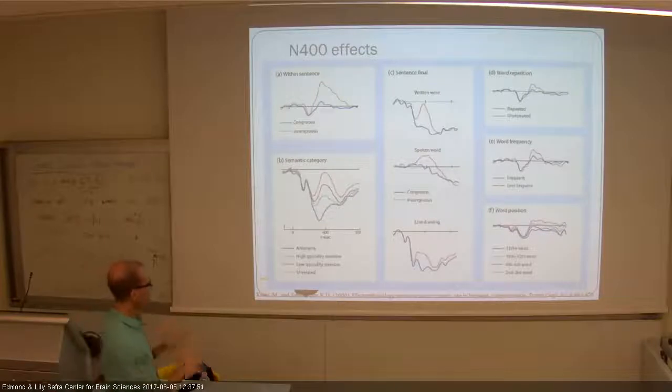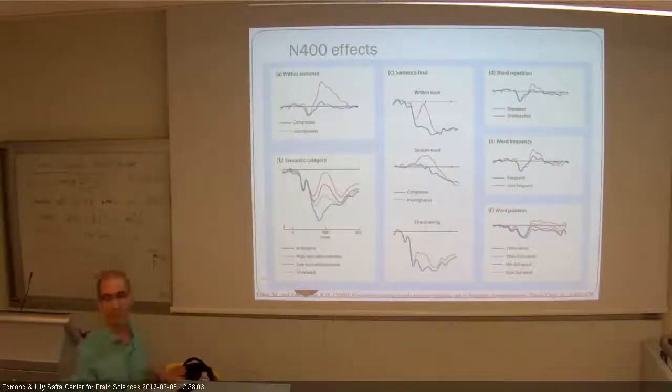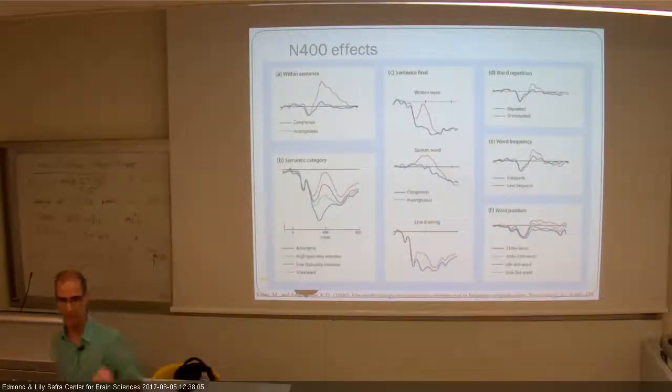So altogether, I would say that if you want a simple description of what elicits the N400, whenever you have something which is semantically unexpected, you would get a bigger N400. Yeah.